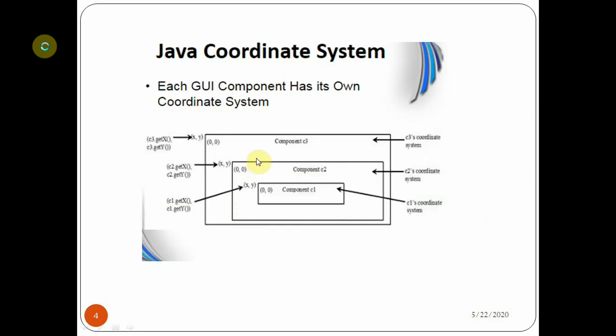And in the case of a graphical user interface program, every component has its own coordinate system. So using the reference value, that is c1.getX(), it will display the x value of component 1. c2.getX() means it will get the x value of the second component. So every component has its own coordinate system.